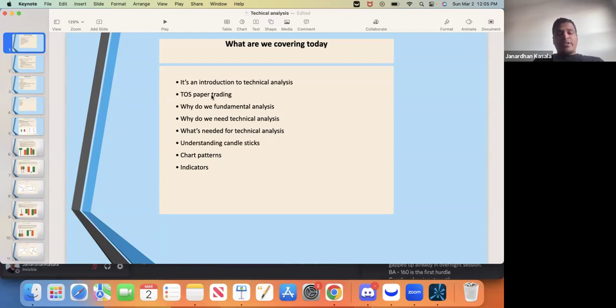And I'm going to start with the paper trading, how to get started with the paper trading, the advantages and disadvantages. And then why do we need, if you are an investor or a trader, why do we need fundamental analysis? Why do we need technical analysis? And then in technical analysis, what's needed for technical analysis: understanding candlesticks, chart patterns, and indicators. So yeah, these are all the topics I'm going to cover today.